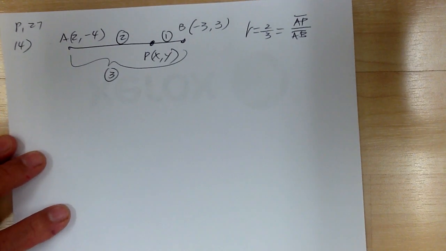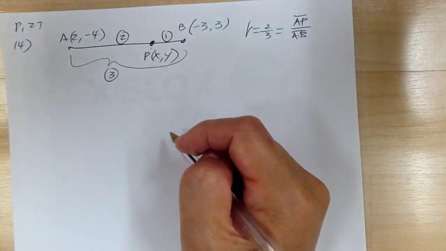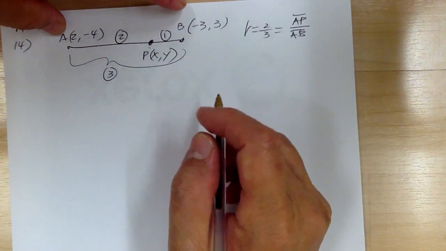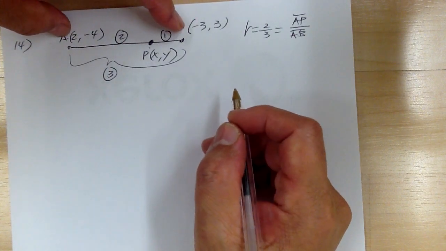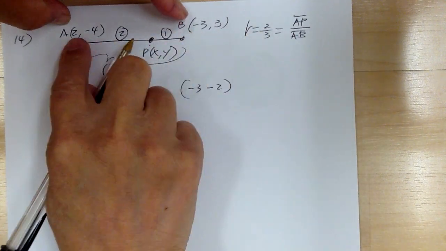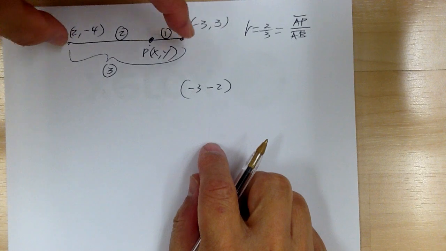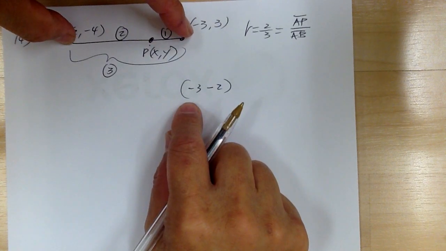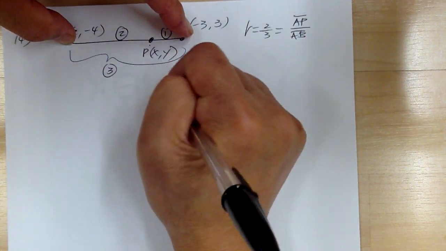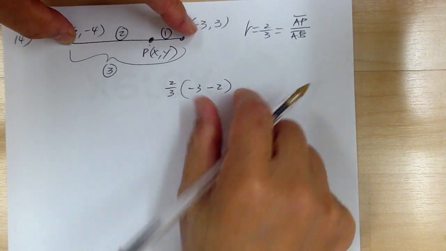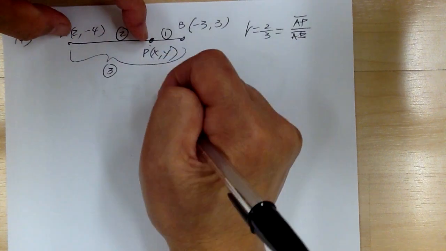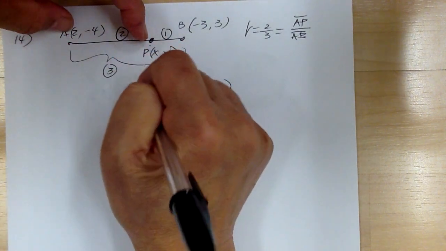To find point P, you can just memorize a formula or you can think it through. First I'm going to figure out the total distance. That's my -3 minus 2, the end minus the beginning, which is the whole distance. Then I'm going to multiply by 2 out of 3, that's your R. This whole distance times R will give you this distance. Once you get this distance, you add your starting value of 2, and that's how you get the X.